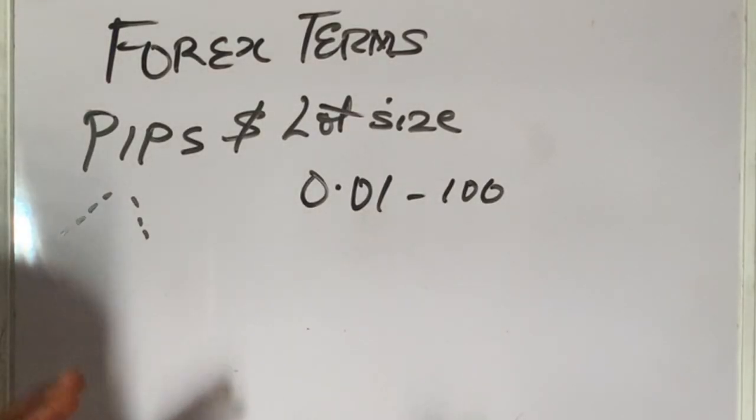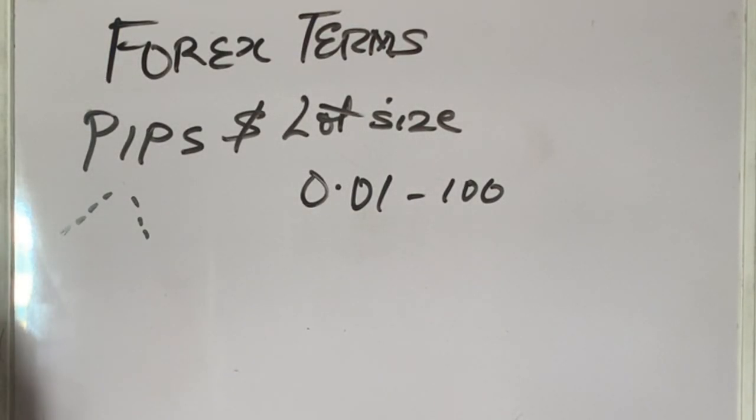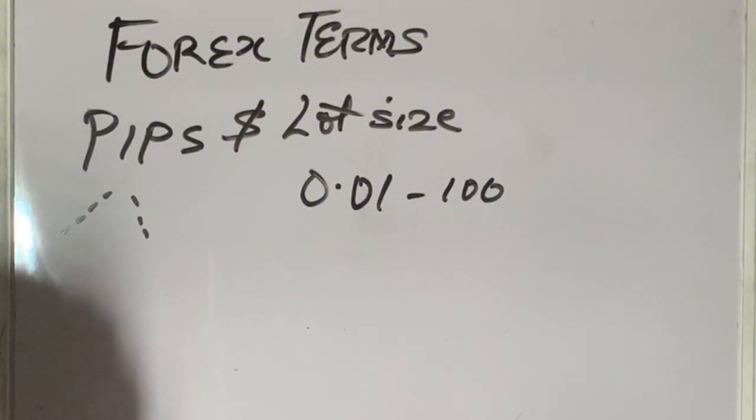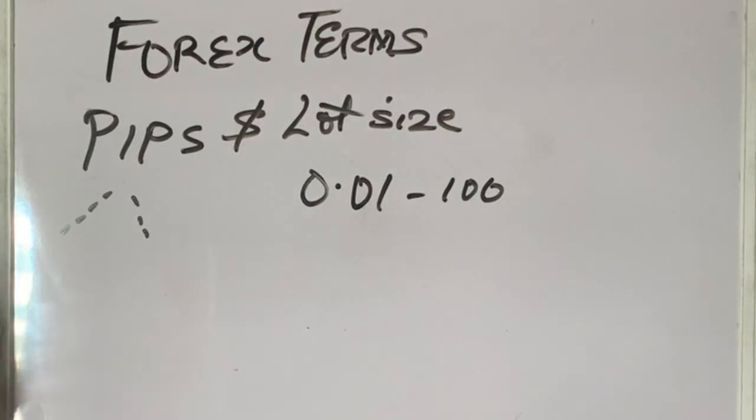So let's use this for example. Pips and lot size go side by side. This is how it works. If you use any lot size to take a trade, it will be multiplied by 10. Then the result will be multiplied by any pips that you make to determine the amount of money you are going to be making or losing on that trade. So this is what I mean.